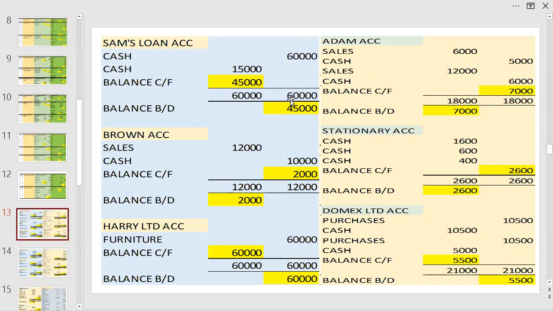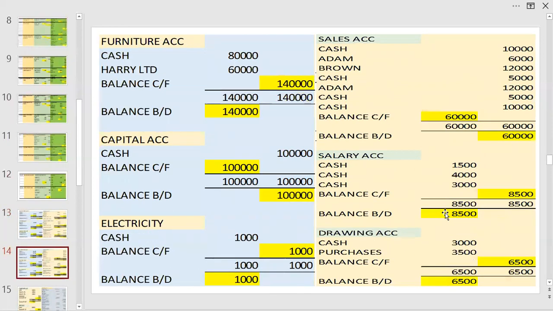So debit and credit. Next one, Brown's account. Here, the debit side is more, so you have to total that first. And on the credit side, there is a difference. So credit and debit. Harry Limited, credit side is more, therefore the entry would be debit and credit with the difference. This is how all the accounts are balanced, including the cash book.